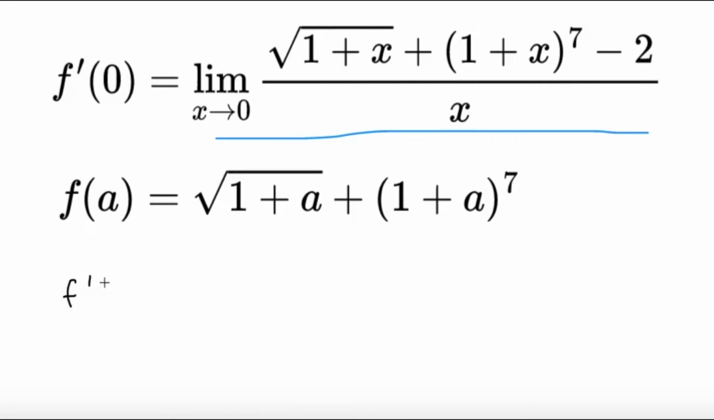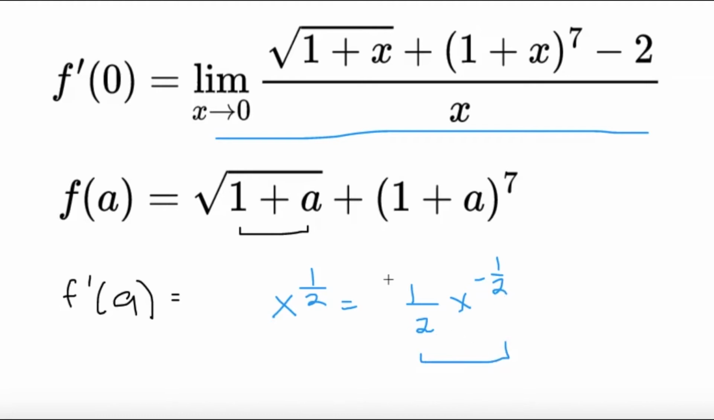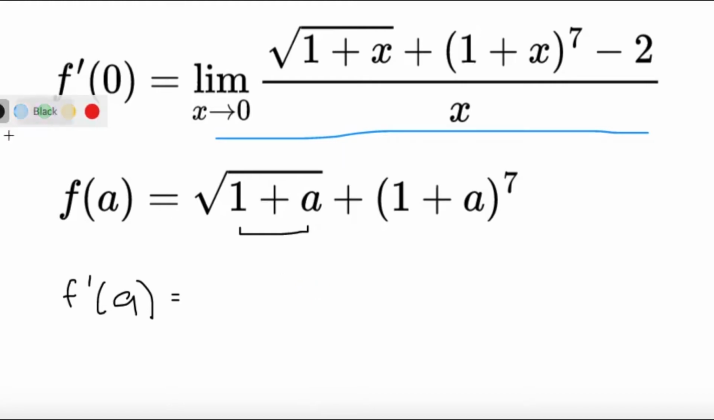So f prime of a. Now the first one is a square root. We can simply use the chain rule: the derivative of the inside, which is just 1, and then we have the derivative of the square root function. The derivative of x raised to 1/2 is 1/2 x raised to negative 1/2. Since x equals 1 plus a, we're going to replace x with 1 plus a. So the derivative of the square root of 1 plus a would be equal to 1 over 2 square root of 1 plus a.